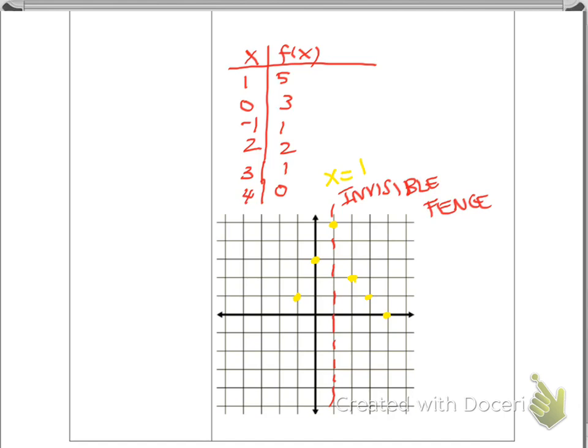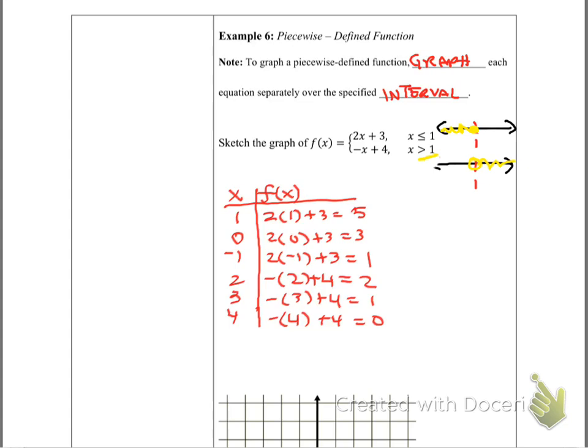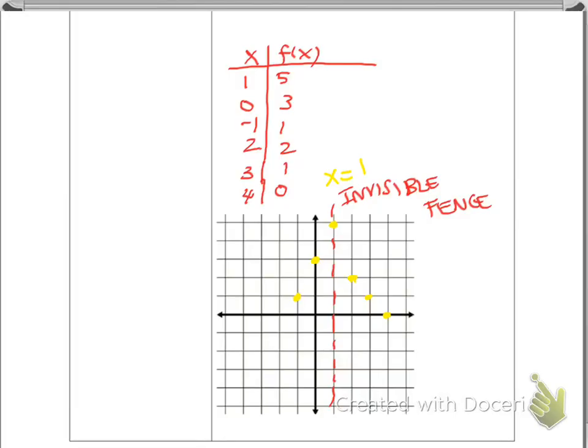and then once you're done with your function, erase it. And so values to the left of 1, including 1, are with that first equation. The only point that should be on that fence is that 1, in this case 1, 5, right? And then the graph of that is going to look like that, going down. And then the graph of the other side, we have that part, right?